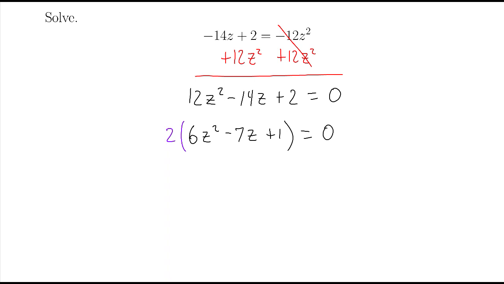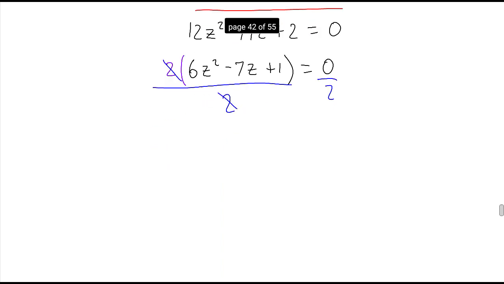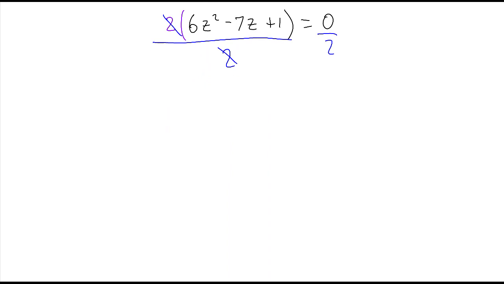Now, recognize what's happening here. Something times something is equal to 0. Okay, well, in other words, 2 is a factor of this entire expression. 2 is a factor. So I can eliminate it by dividing by it. But of course, you have to divide both sides of the equation, right? 2 divided by 2 is 1. More importantly, it cancels out. And it leaves me with this new problem, this 6z squared minus 7z plus 1 equals 0. Okay, this is a much easier quadratic to factor.